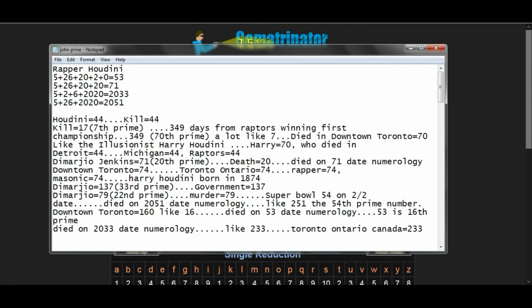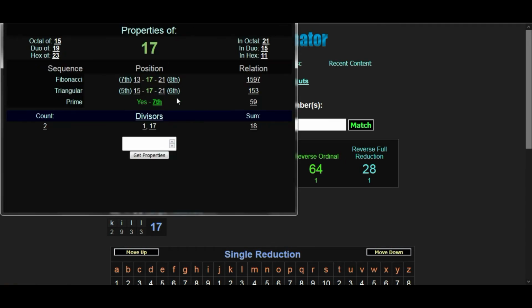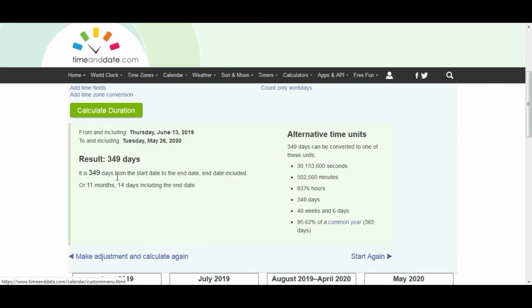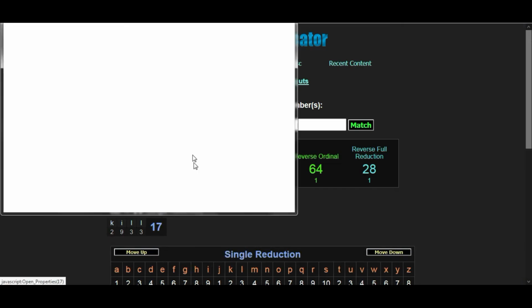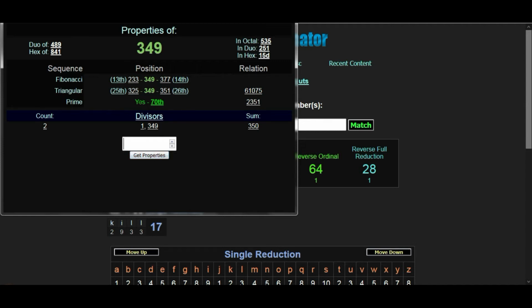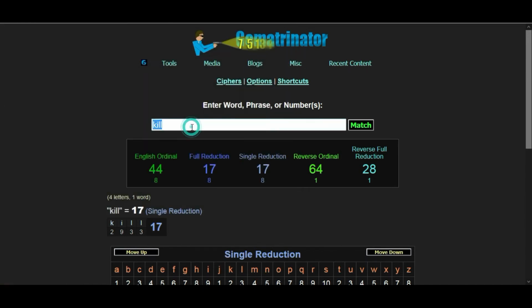All right, and notice the kill is the 7th prime, a lot like 70. Type in kill. 17 is the 7th prime, which is also in numerology. You could also sum it to 70, and also he has that 59 code. We'll go over that in a minute. But that 70 equates to the 349 days of his murder since the Toronto Raptors won the championship. 349 is the 70th prime number. As you can see here, 349 is the 70th prime number. And along with that 17, 59 is the 17th prime number.